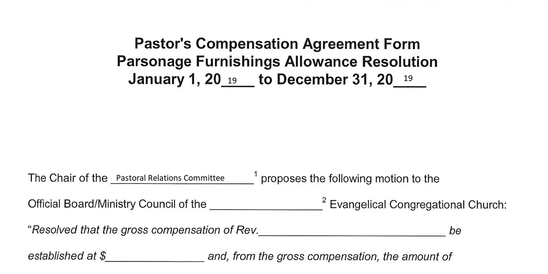Whatever committee in your church reviews and prepares pastoral compensation, they should bring the resolution. In a smaller church, it might be the ministry council or the official board. Now, while the pastor does not make the motion to approve their own parsonage furnishings allowance, the pastor provides the amount of the parsonage furnishings allowance to the committee responsible for pastoral compensation. The pastor is responsible for setting the amount. The church approves the amount provided by the pastor.